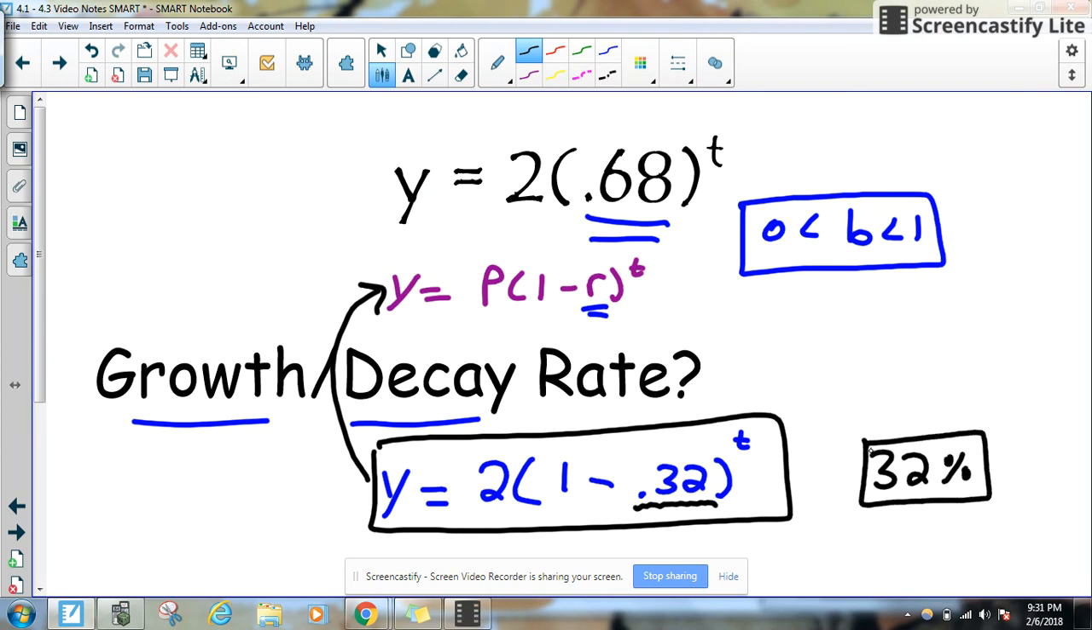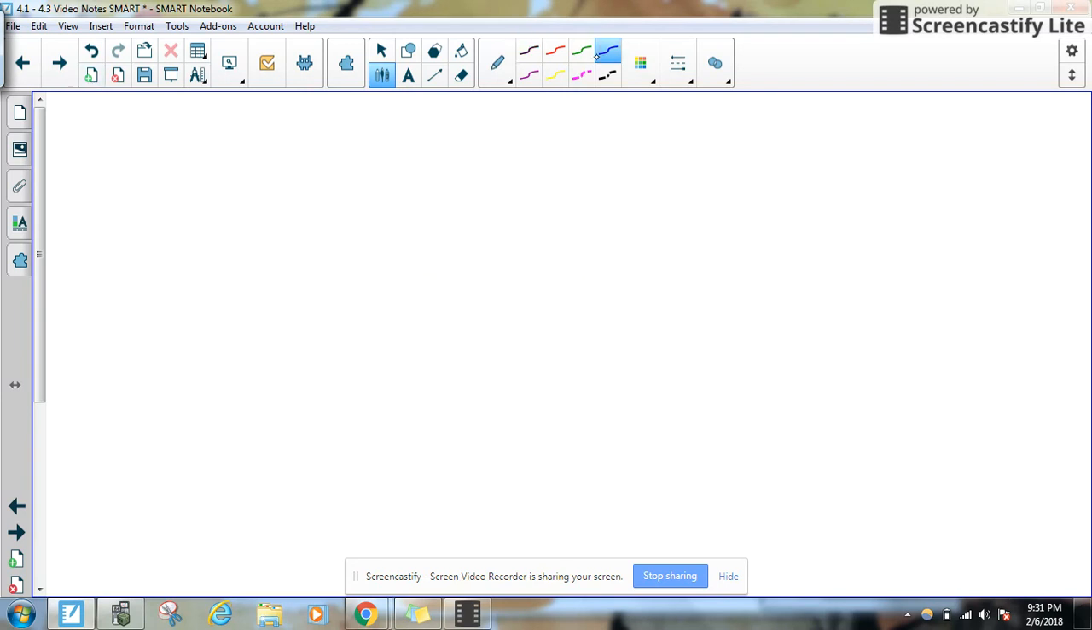So in order to answer these questions of growth and decay rate, you're always thinking about how do you get back to 100%. If we were at 0.68, you would need to add 0.32, and that is your rate of decay. The same thing goes with a growth problem. So let's do a growth problem. It'd be y equals 1.05 raised to the t.